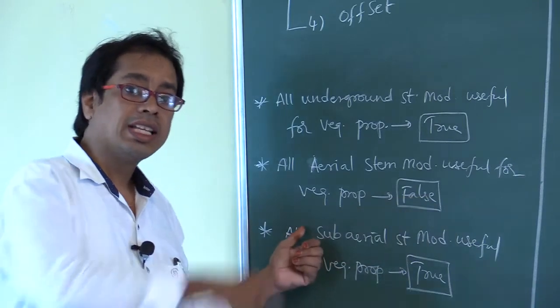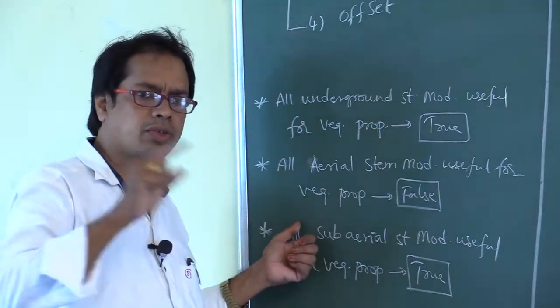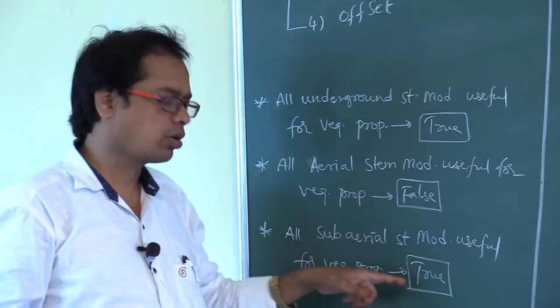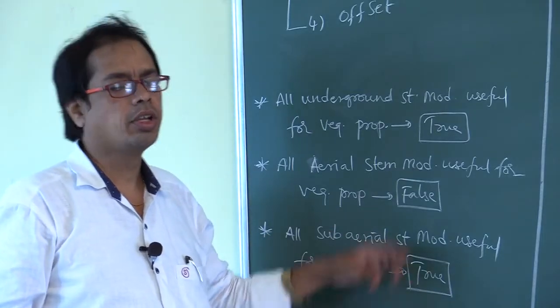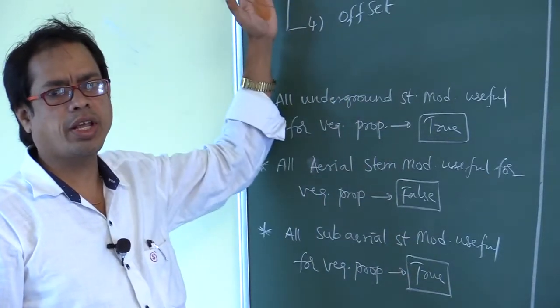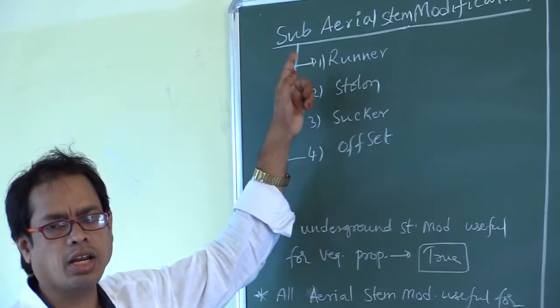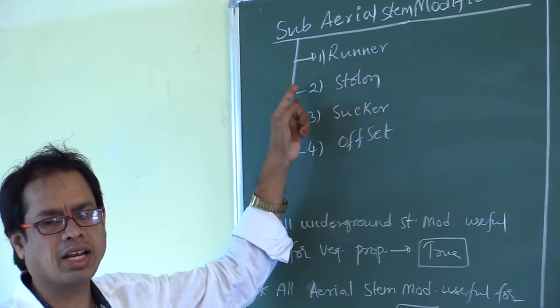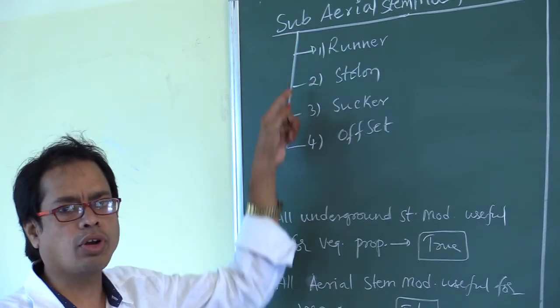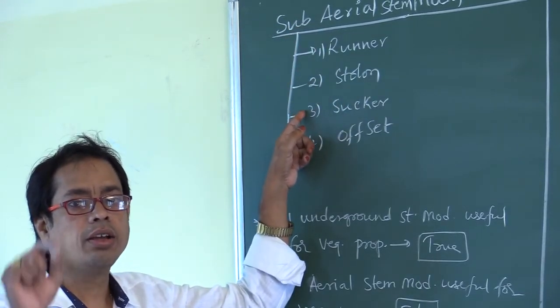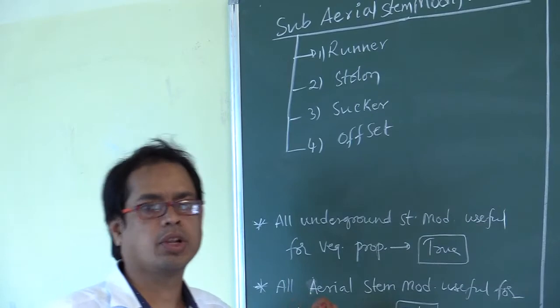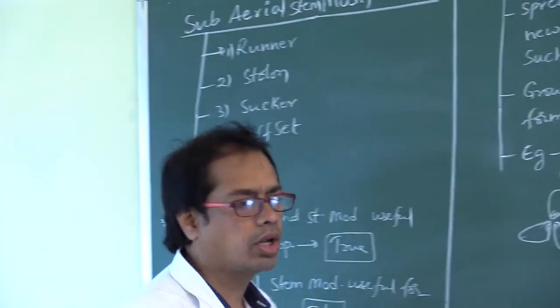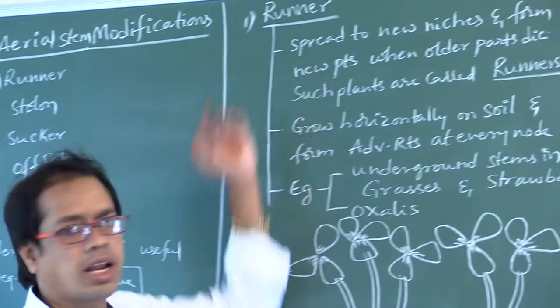Next, all subaerial stem modifications are useful for vegetative propagation? Yes, true. So, what are the different types of subaerial stem modifications? Runner, stolon, sucker, offset. All these four types are useful for vegetative propagation. One by one we have to learn. What is a runner?